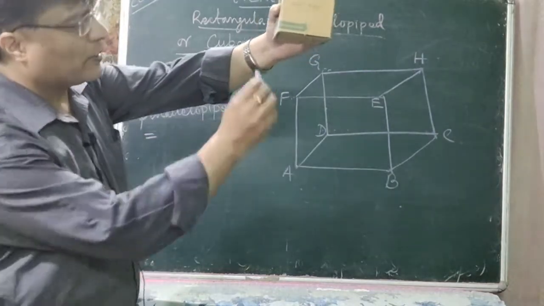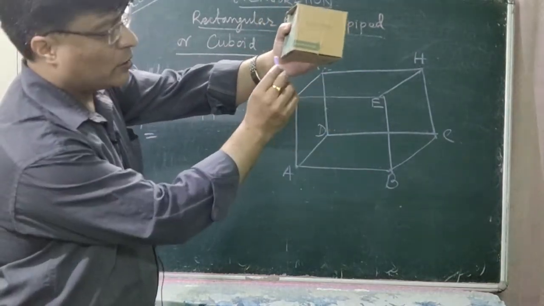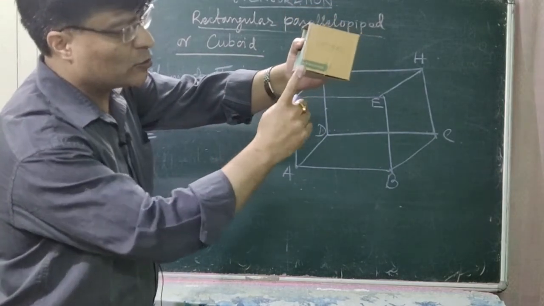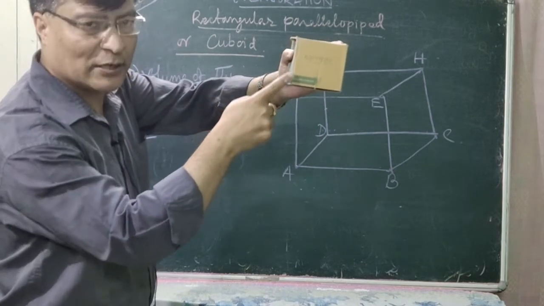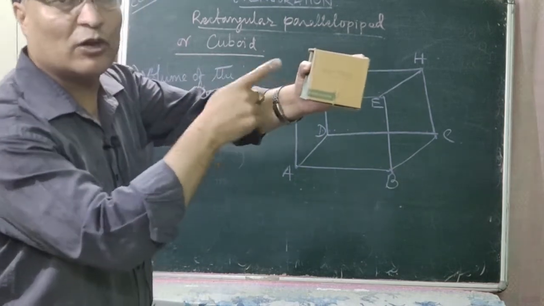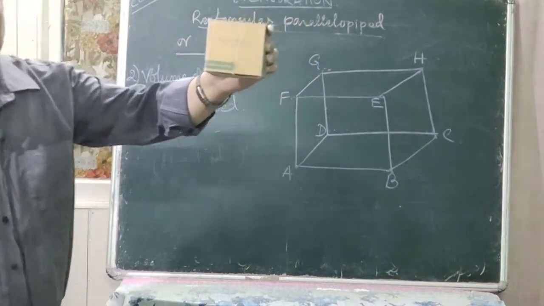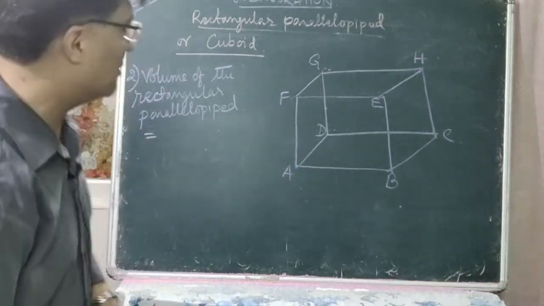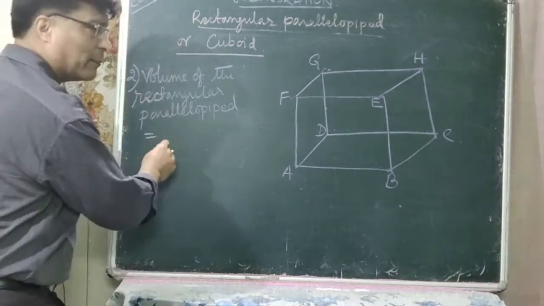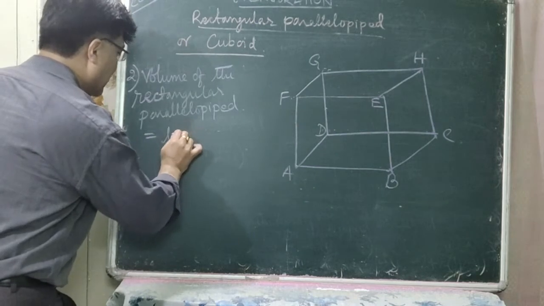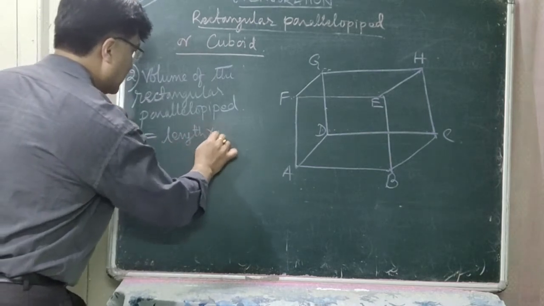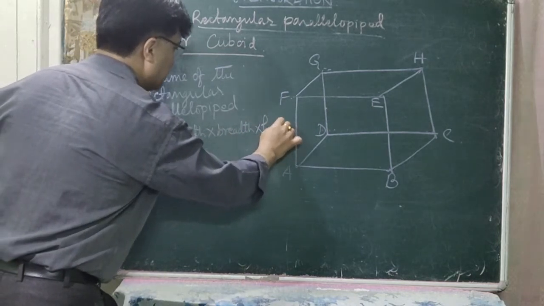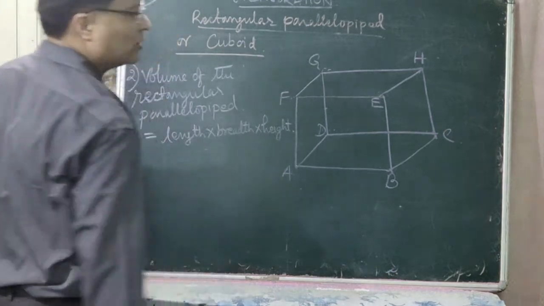त कसरी गर्छौ भन्दा फेरि यो length into breadth, यो length into breadth लाई यो height ले के गर्नुपर्छ? Multiply गर्नुपर्छ। Length into breadth त यो height सँग multiply गर्दा के हुन्छ? You will get the volume of the rectangular parallelepiped, that is L into B into H will give you the volume of the rectangular parallelepiped. So volume of the rectangular parallelepiped is equal to length into breadth into height.